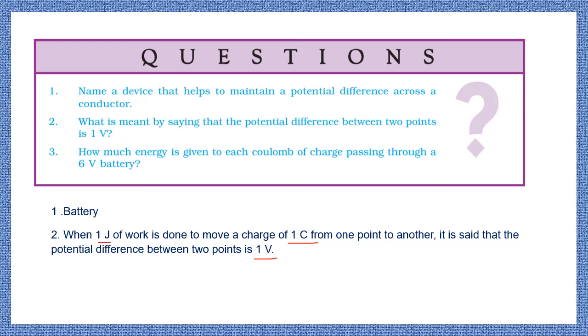How much energy is given to each coulomb of charge passing through a 6-volt battery? Okay, 6 volt means V and each coulomb means Q is equal to 1 C, and energy is equivalent to work, so you have to find out W. V is equal to W upon Q. 6 is equal to W by 1, so work is equal to 6 joule.